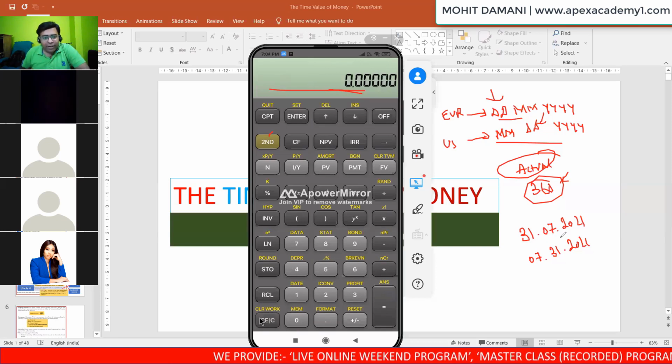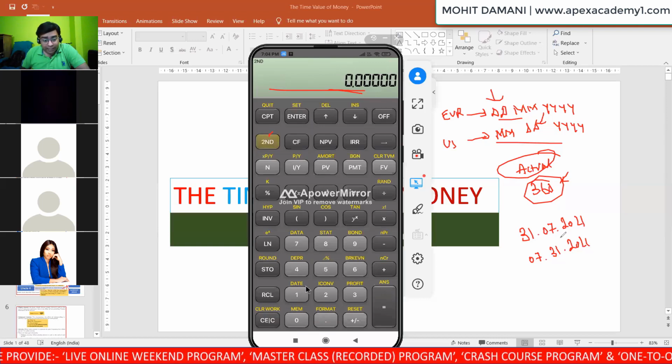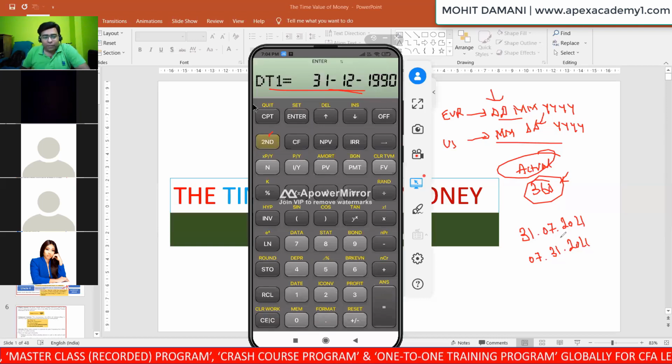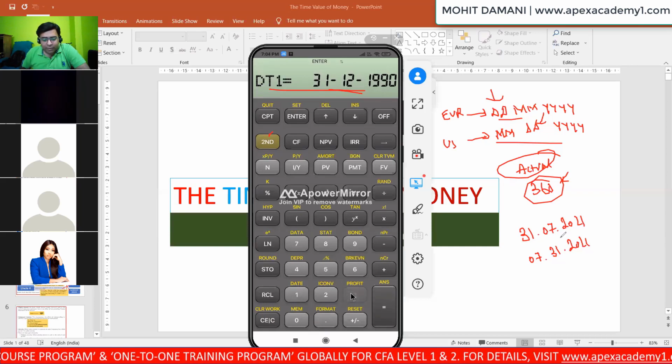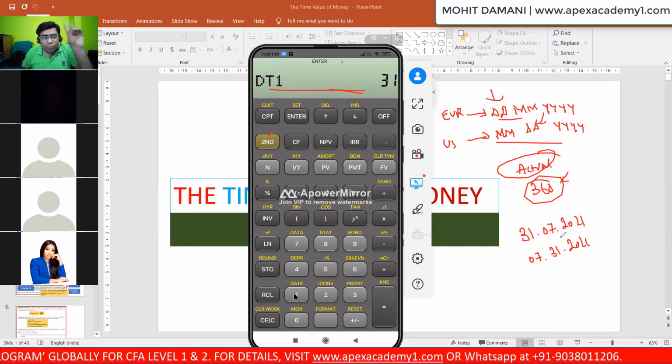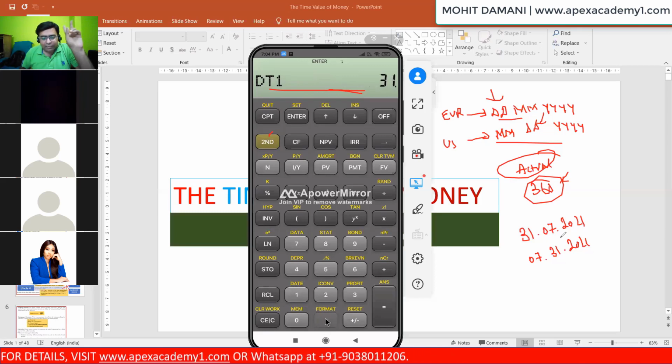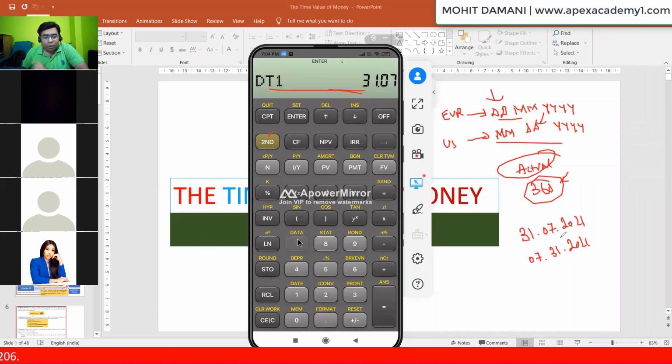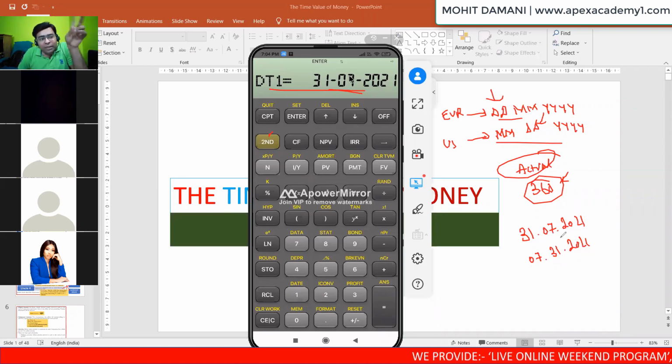So the right way to enter the date is, and be very careful about this one, the right way to enter the date is 31, first two digits, then a decimal. So I want to enter 31st July 2021. I will enter 31.0721 and I will press enter. This way the calculator accepts the date. This is the only way the calculator will accept the date. So if I want to enter 31st July 2021, the way I will enter is 31.0721.